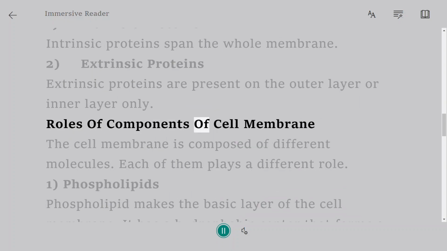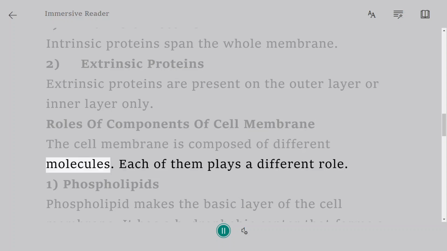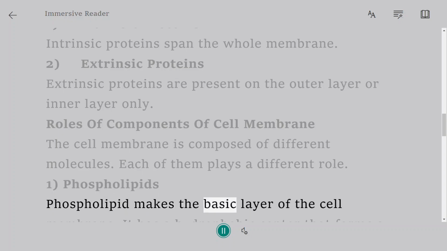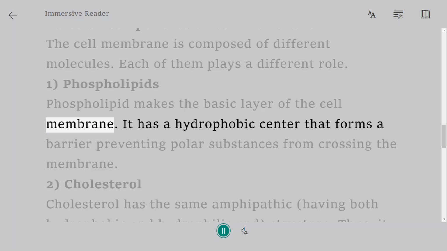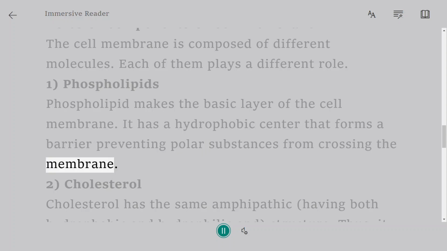Roles of components of the cell membrane. The cell membrane is composed of different molecules. Each of them plays a different role. 1. Phospholipids. Phospholipid makes the basic layer of the cell membrane. It has a hydrophobic center that forms a barrier preventing polar substances from crossing the membrane.